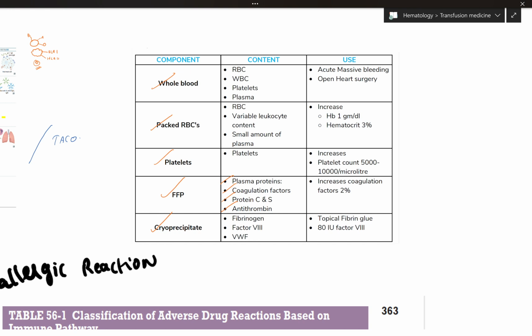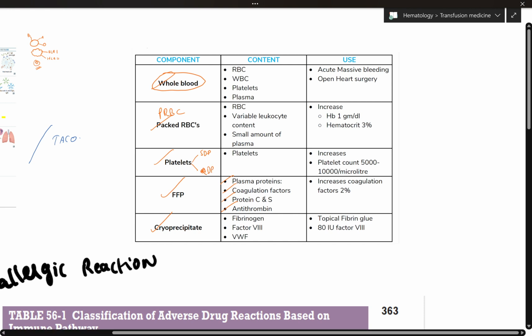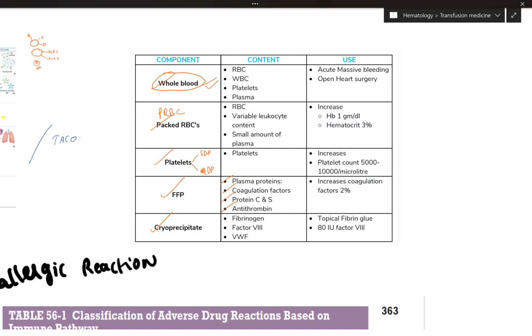So when will you transfuse whole blood? Whole blood is not only PRBC. This is PRBC. This is platelets. In platelets, you have SDP, single donor platelet, RDP, random donor platelet, or multi-donor platelet. So when will you transfuse whole blood? What's the indication to transfuse whole blood?